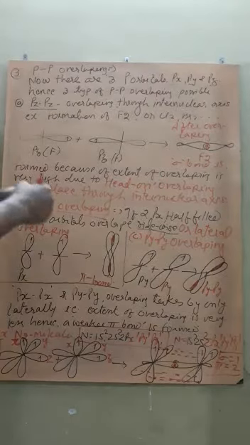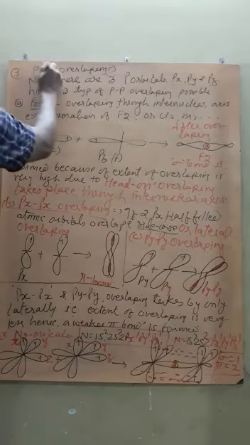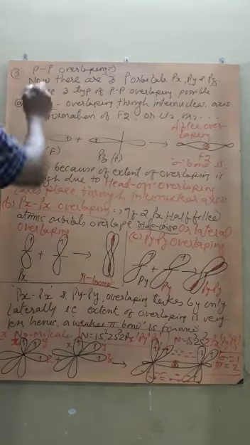Yes, student. Now, the next type of overlapping is called pp overlapping. That is, one half-filled atomic orbital of one atom having a p orbital, and a second half-filled atomic orbital, again if it belongs to p atomic orbitals.